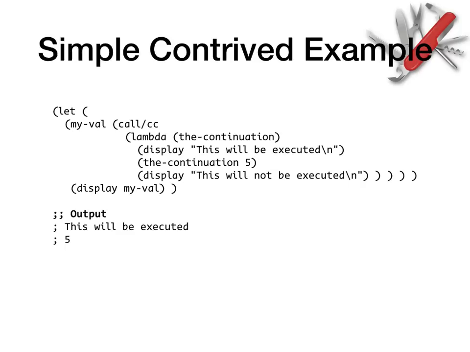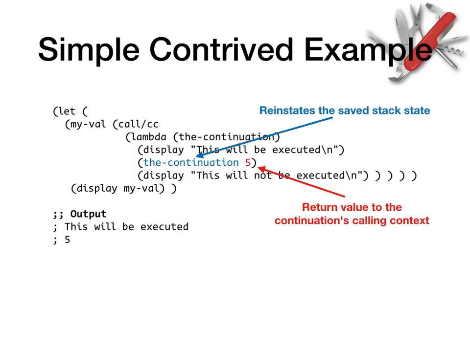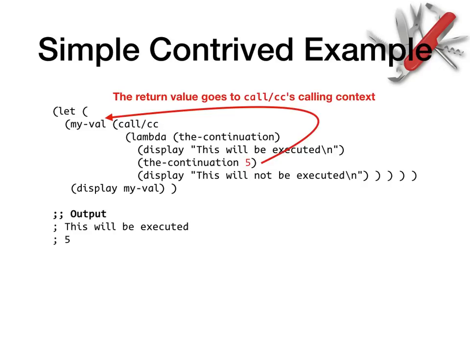Okay, so right here we're doing an early exit. We're saying the continuation 5, and it poofs back out to the place where we define the continuation. And so myval now has 5. So this is the output. It'll say this will be executed, and it says 5. It does not do this display because the continuation pops you back out. So basically call cc saves the current stack into the function the continuation, and then we reinstate the saved stack with the return value, and that return value goes to myval. All right, does that make sense to everyone?